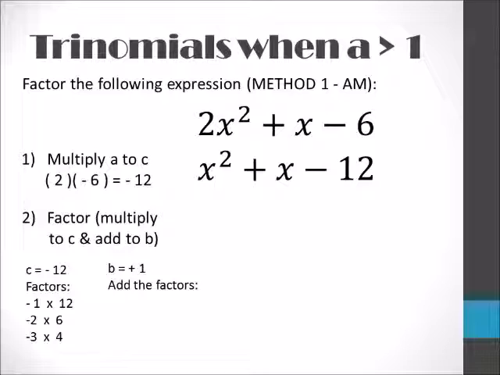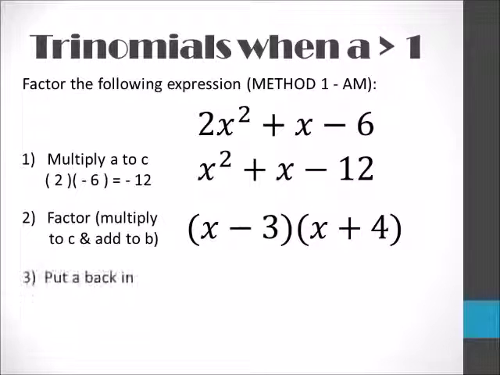Next, we're going to add our factors together. Negative 1 plus 12 gives us 11, negative 2 plus 6 gives us 4, and negative 3 plus 4 is 1. 1 is indeed our b value, so we are going to use the factors of negative 3 and positive 4.